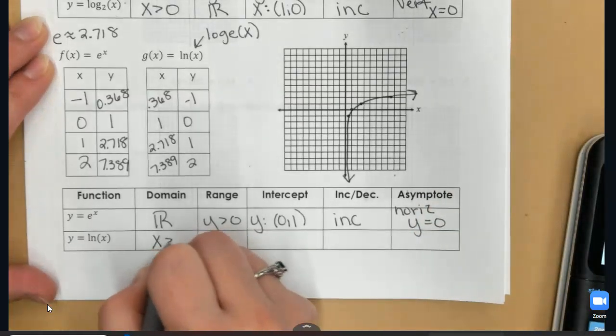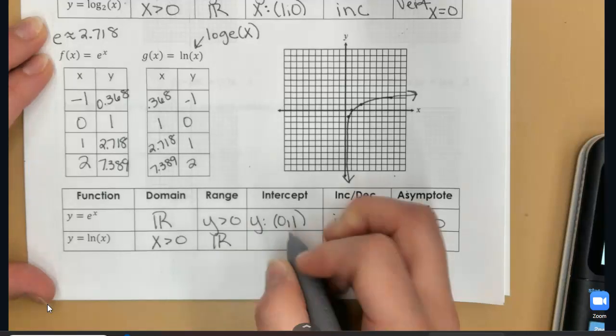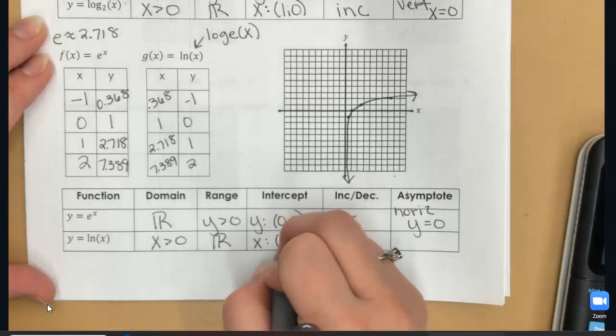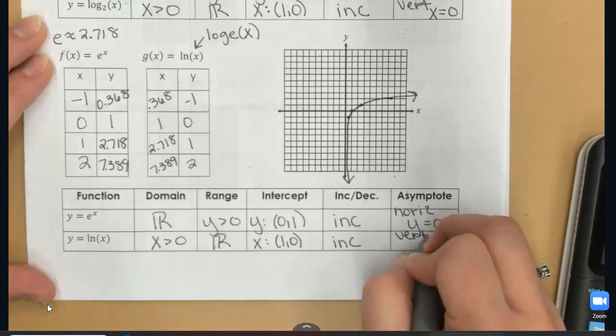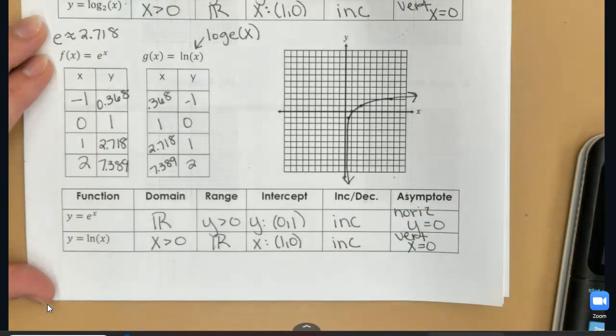Our domain is now x is greater than 0. Our range is all real numbers. We have an x-intercept at (1, 0). Still an increasing graph, and now you have a vertical asymptote at x equals 0.